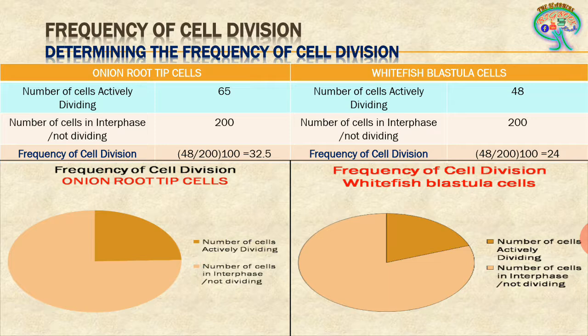Now here we have taken the values. This is for onion root tip. This is for whitefish blastula. Here, as we have observed, we got 65 dividing cells, and the number of cells in interphase or non-dividing is 200. Here again, the number of cells actively dividing is 48. The number of cells in interphase or non-dividing is 200.